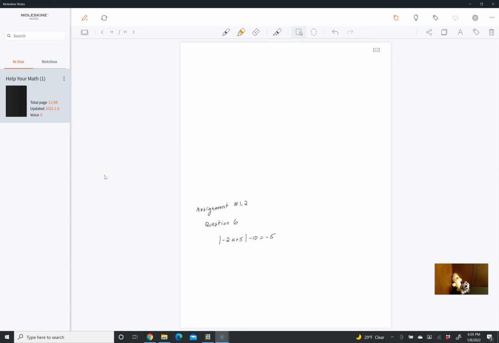This is the solution to assignment number 1.2, question 6. The question was the absolute value of 2x plus 5 minus 10 is equal to negative 5.